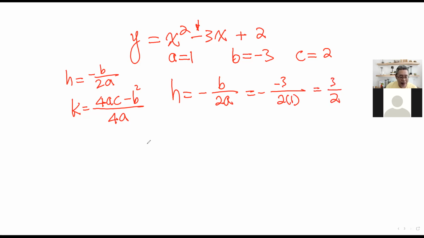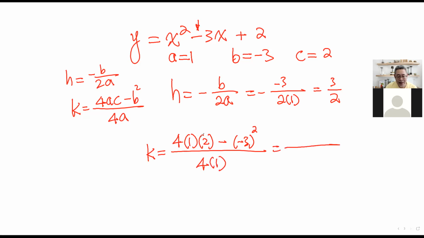And then we're looking at k. K is 4ac minus b squared over 4a. 4a is 1, c is 2, and b is -3, so -3 squared. And 4a is 1, so this part is 8, this part is 9, over 4. So we got -1/4.